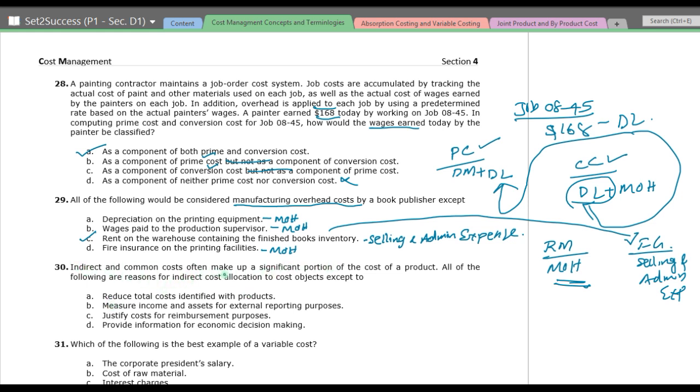Indirect and common costs often make up a significant portion of the cost of a product. All of the following are reasons for indirect cost allocation to cost objects except two. Measure income and assets for external reporting purposes. Justify cost for reimbursement purposes. Provide information for economic decision making. These are the reasons for cost allocation.